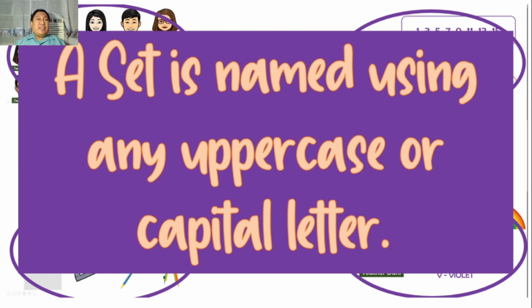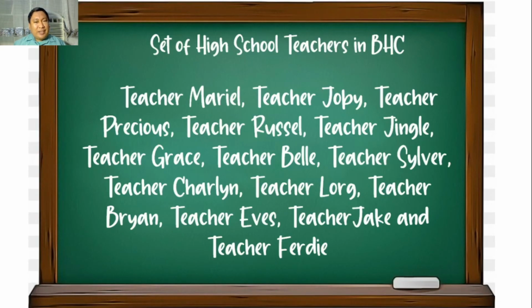How do we name a set? A set is named using any uppercase or capital letter. Let's take this as an example: the set of high school teachers in BHC. This set can be named using, let's say, capital letter A. There you go. And the elements will be enclosed using braces, an open and closed brace.